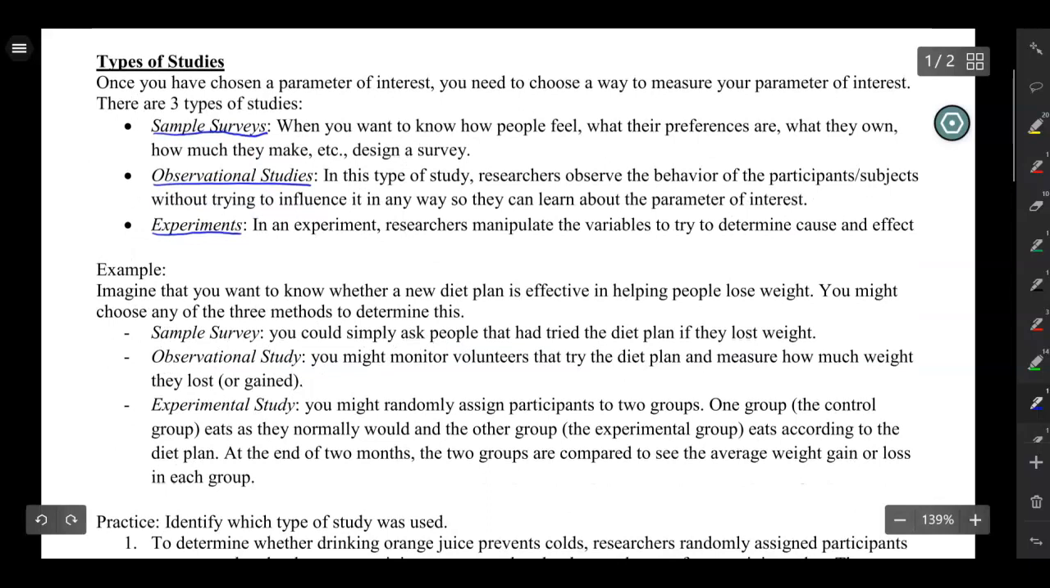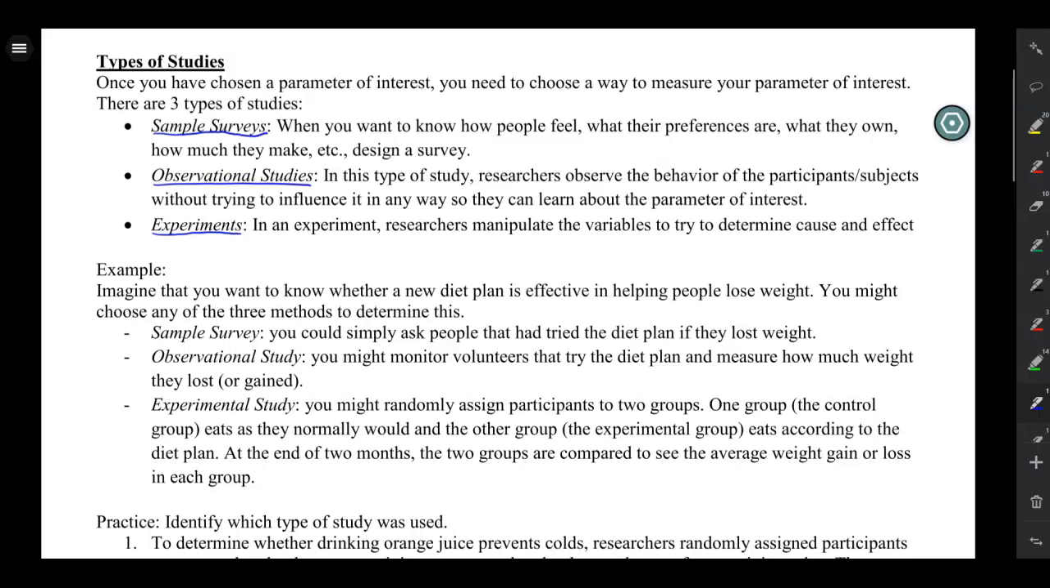So let's go ahead and look at an example of these three types of studies. One thing to be aware of is that often you can measure a parameter of interest using any of these three types of studies. You just want to choose one that's going to give you the kind of data that you want. As we go through, we're going to describe a way that you could use each of these three studies to measure the same parameter of interest, and be thinking about the maybe benefits and the downsides of using each of these types of studies.